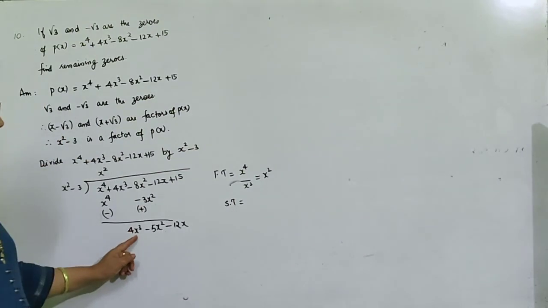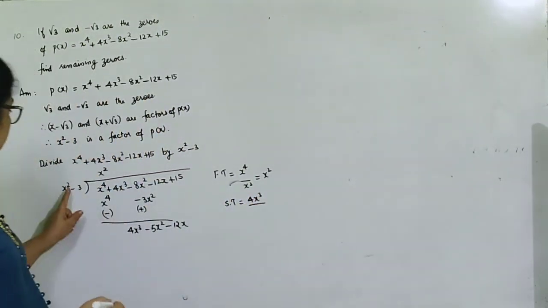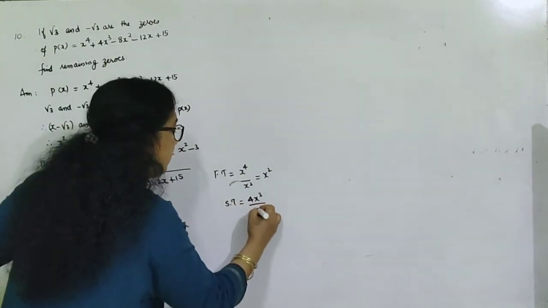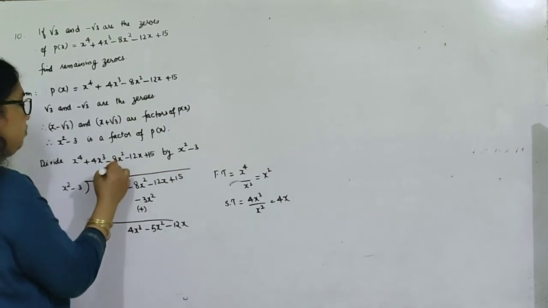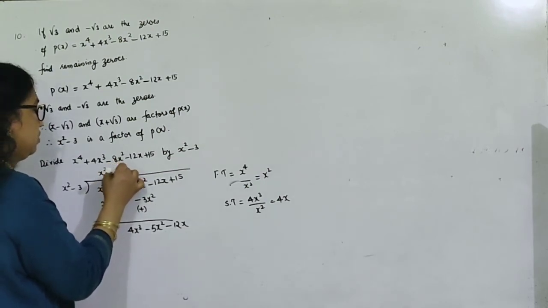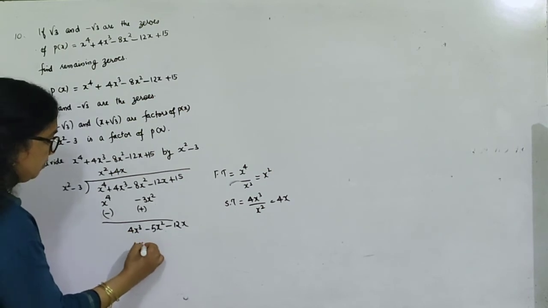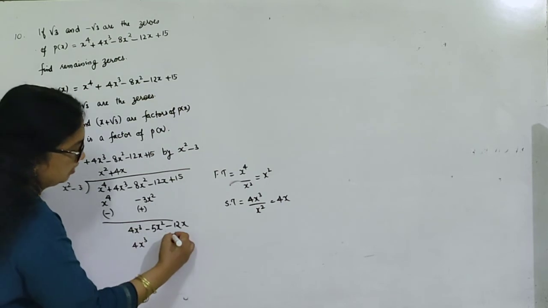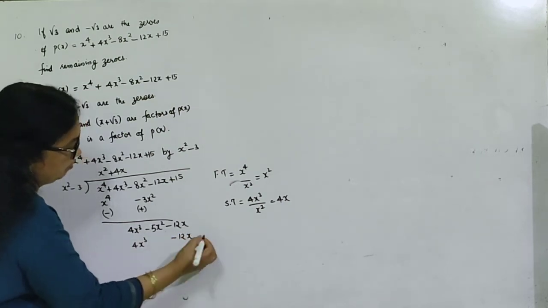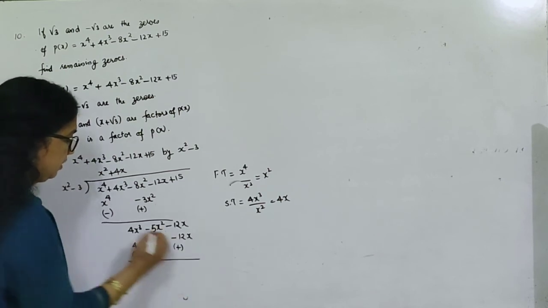Highest degree term of this one, 4x cube, you have to divide by the highest degree term of the divisor, x square. So we got 4x. Write it here, 4x means plus 4x. 4x into x square, 4x cube. Plus into minus, minus. 4 threes are 12x. So write it below, minus 12x. Minus plus, cancel.